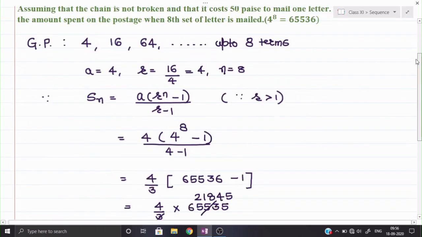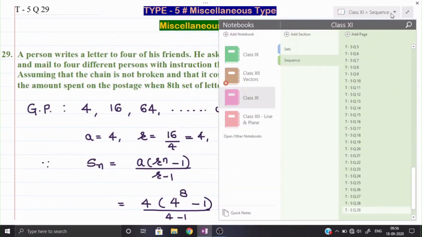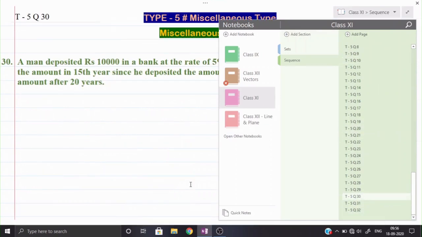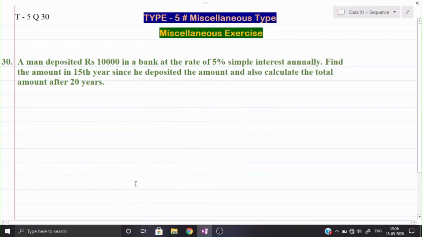So now let us see the next question, question number 30. A man deposited rupees 10,000 in a bank at a rate of 5% simple interest annually. Remember, here it is given simple interest annually. So interest will not change, because principal will not change here. For each and every year, since the principal remains same, interest will also remain same. Find the amount in 15th year since he deposited the amount, and also calculate the total amount after 20 years.